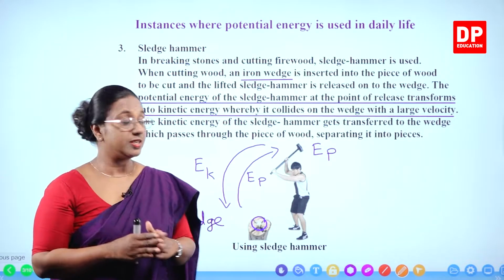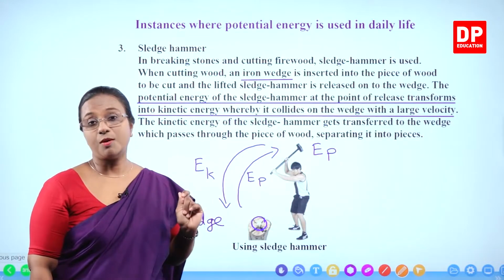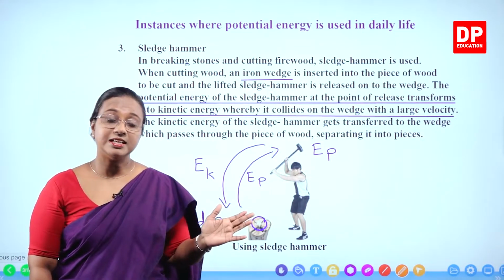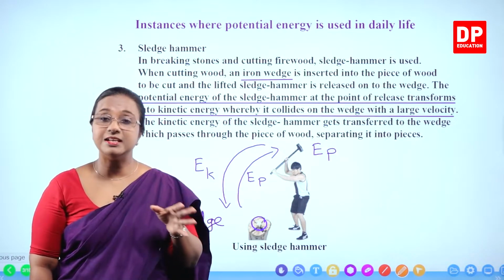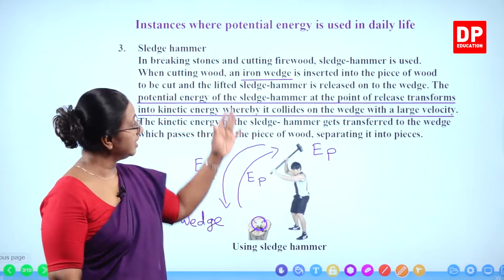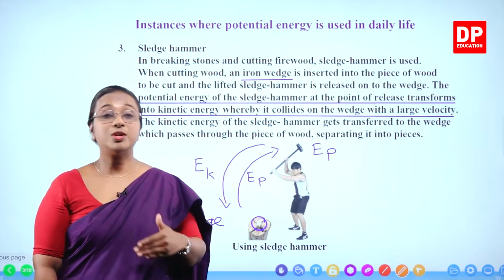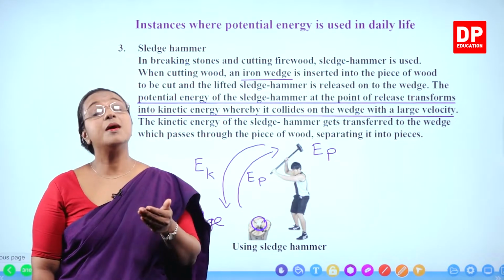So with that, students, I have completed this topic, that is energy. Under energy, we discussed kinetic energy, potential energy, and the different types of potential energy, as well as these examples. Now, I'm going to move on to the next topic, that is power.